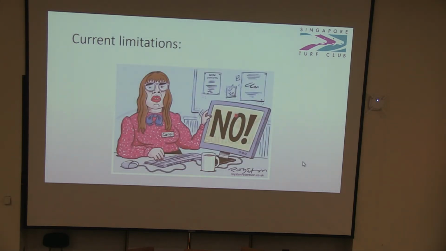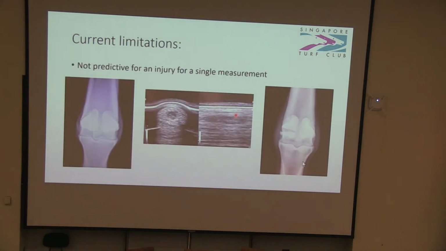What are the current limitations? It's not predictive for an injury from a single measurement. So when I first started using this, I thought this would be great. I can put it on all the horses before they race, and it will give me an idea that a horse is going to injure itself. We can pull it out, and it will all be good. Well, so far that hasn't happened. Some horses will have a higher amount of asymmetry and never injure. Some horses will have a lower amount of asymmetry and injure. So maybe we haven't worked it out yet, but currently we can't predict an injury from a single measurement.